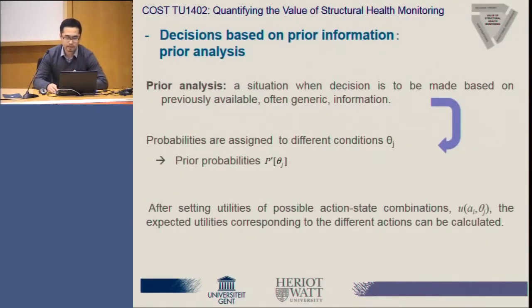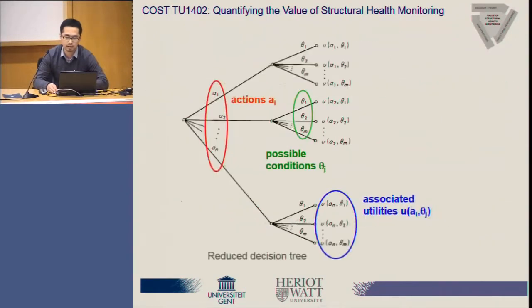And based on this decision tree, we can do the prior analysis. That is the decision made based on the prior information. The prior analysis is a situation when a decision is to be made based on previously available, often generic information. And using this information, probabilities are assigned to the different conditions of the structure. This can be represented by P prime set J. These are the prior probabilities. And after setting utilities of these possible action-state combinations, the expected utility corresponding to the different actions can be calculated. And you can see from this figure, it is a reduced decision tree.